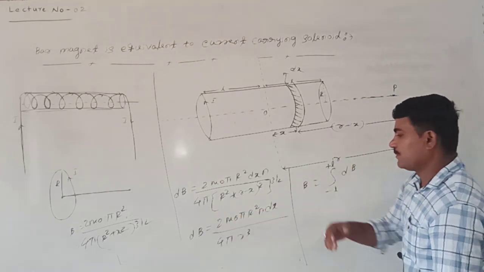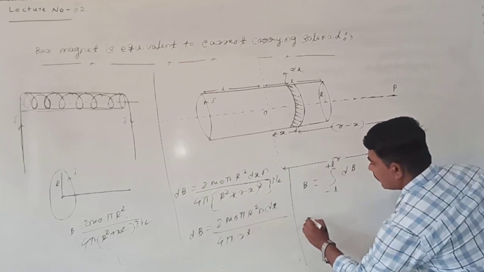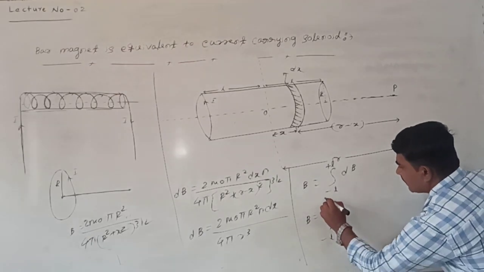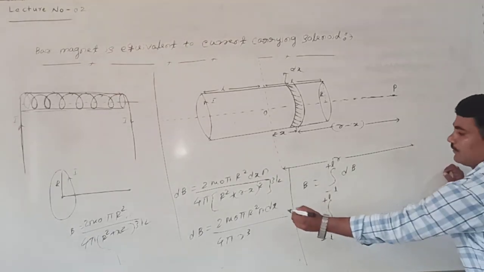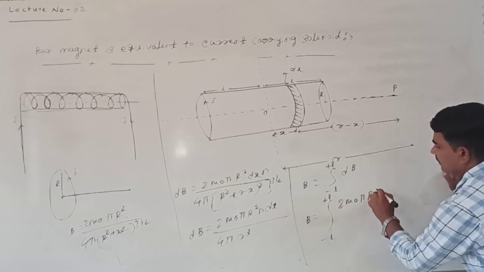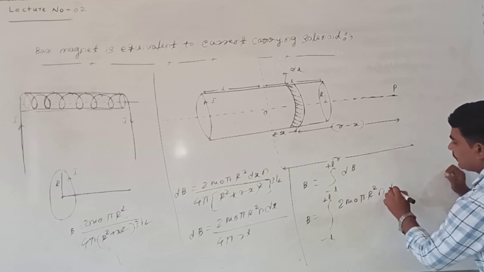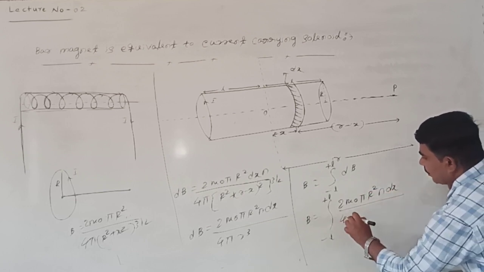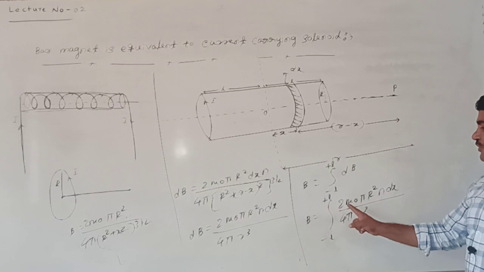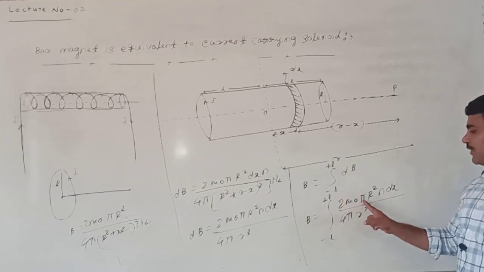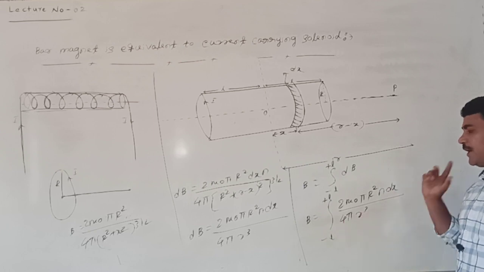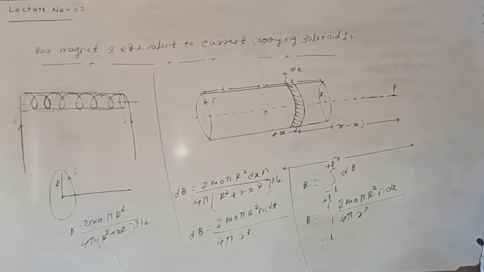Then what does this equation become? Total magnetic field. What is dB? This value. Then what did we find? B is equal to the integral from minus L to plus L of 2 μ0 π r square n dx, whole divided by 4π r cube. Right or wrong? So all are constant: 2 is constant, μ0 constant, π constant, r constant, n constant, 4π also constant, r cube also constant. The variable is only dx.